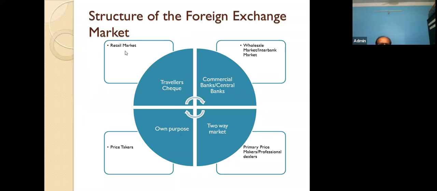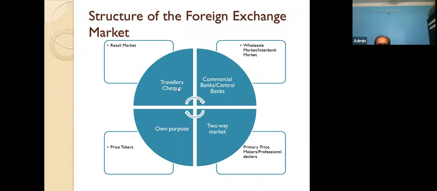Now let me give an example. What is this retail market? Suppose you are thinking to visit Thailand or Switzerland as a tourist. Being a tourist, you will prefer to carry traveler checks. There is a facility called traveler check, which can be in cash, in their currency.